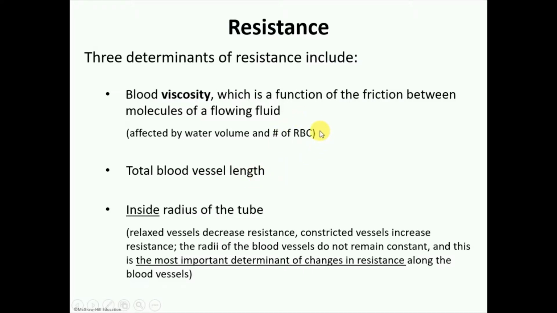Or the number of RBCs. Okay, somebody that is anemic, for example, they have lower numbers of RBCs. That is going to make their blood much thinner. That decrease in resistance is going to increase their blood flow. Last of these three determinants would be the length of the blood vessel. So a longer blood vessel will give you more resistance, and that would decrease the blood flow.